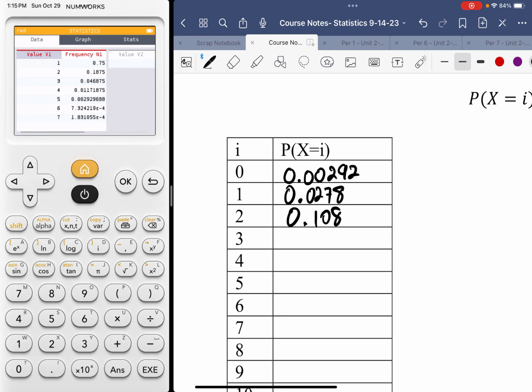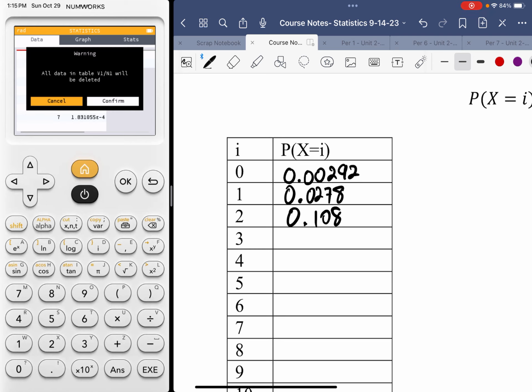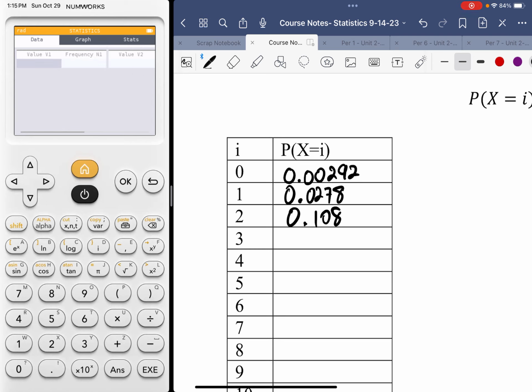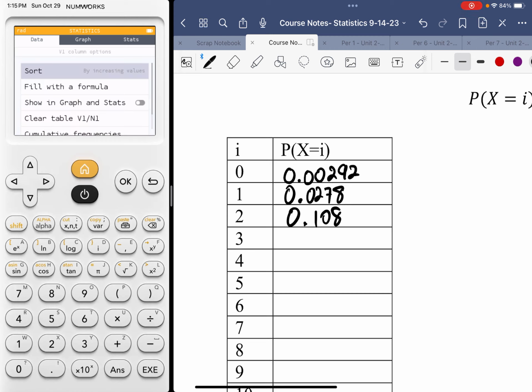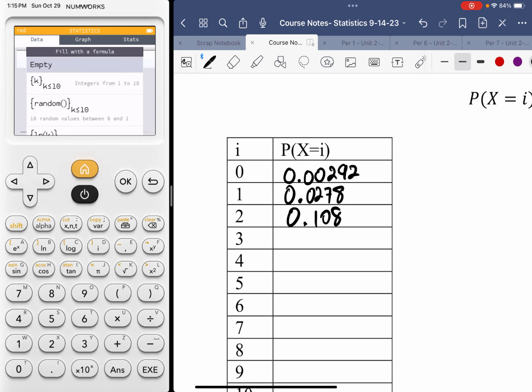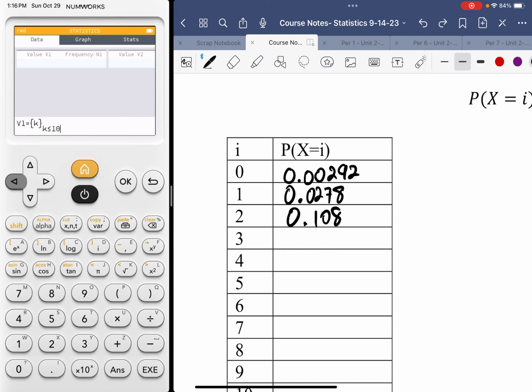So same kind of approach to what we did with geometric and binomial cases. I'm going to fill with a formula. There is no template for this column here. We'll have to handle that as we go. But for 0 through 10, I could use this. That'll give me 1 to 10. And I could just subtract a 1 from there.